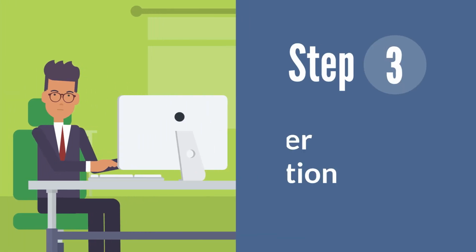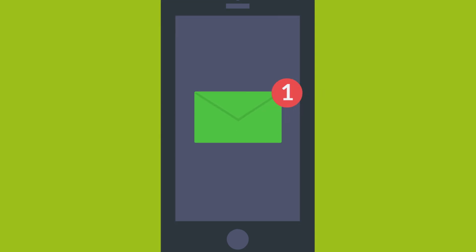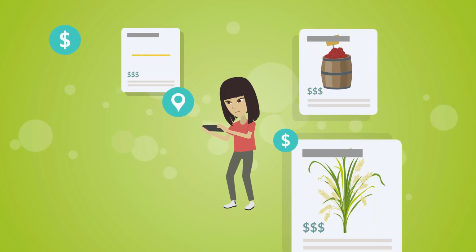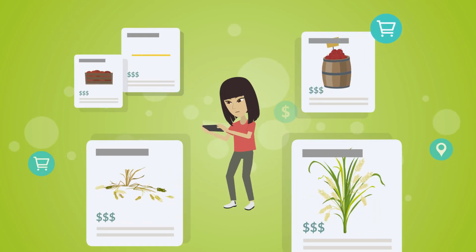Step 3. After Activation. Receive an activation notification via text message. Access your online store, update your profile, and list additional products in the marketplace.